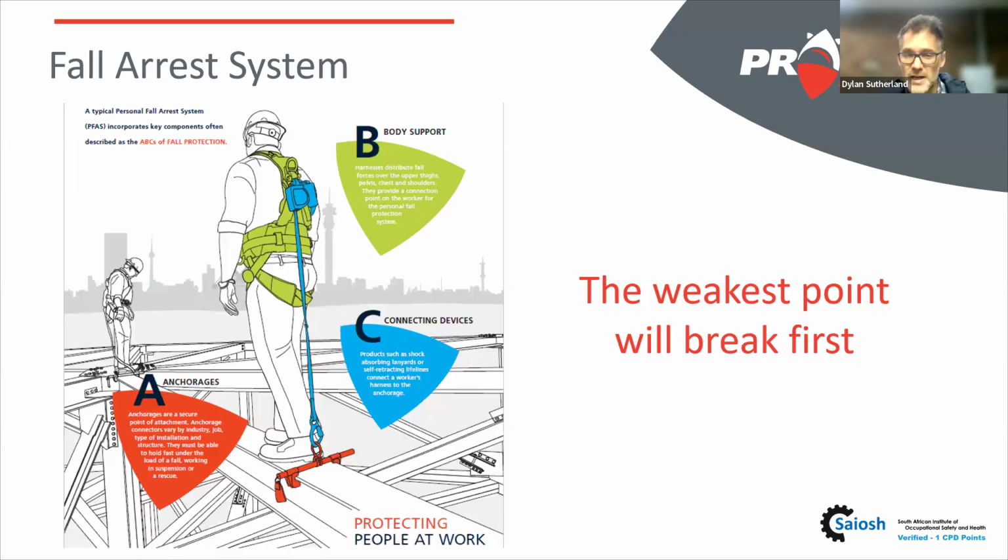But today we're going to focus on the ABCs, and what we need to be clear on is that the weakest point of that system will break. If that weakest point is the anchor point, the harness, or the connector, the forces don't really care. They're going to go to the weakest component and they will break that component. And if one of these components breaks, the person will hit the ground, and then the system is basically a waste of time. So that's what we're going to cover on anchor points today. It's just one element of it, but it's a very important element that needs to be discussed better.